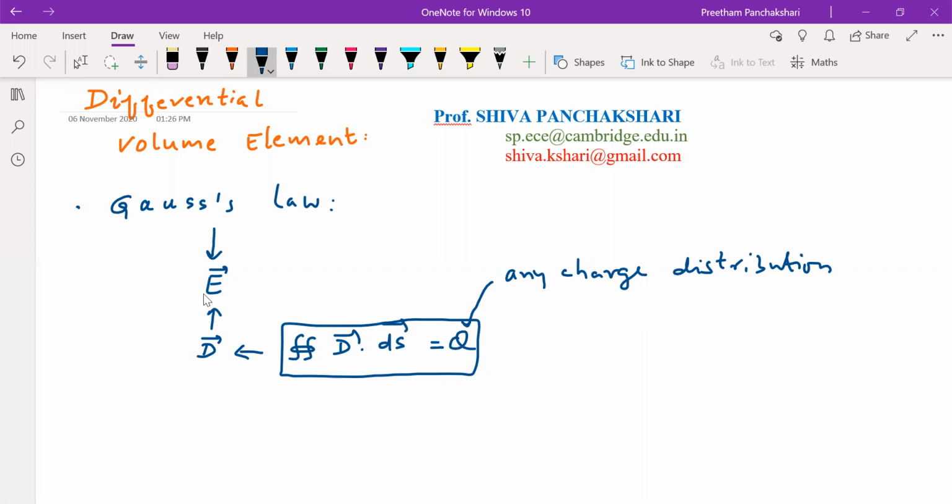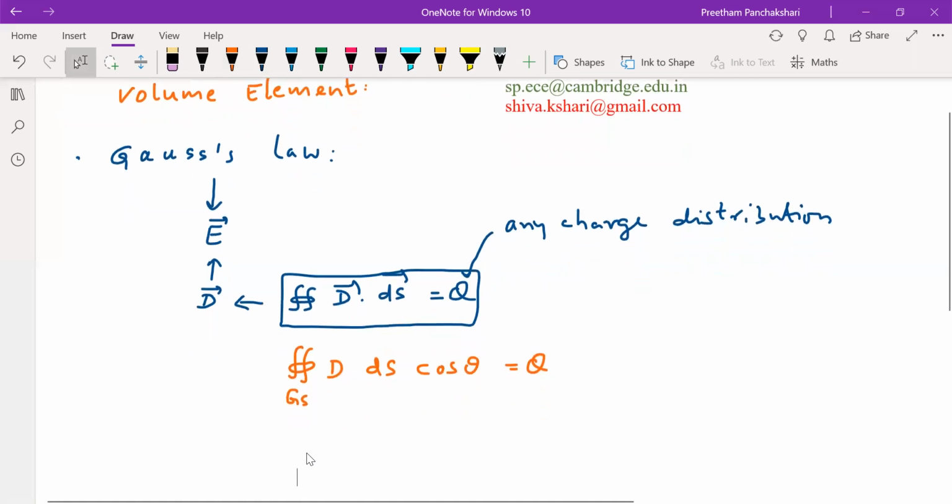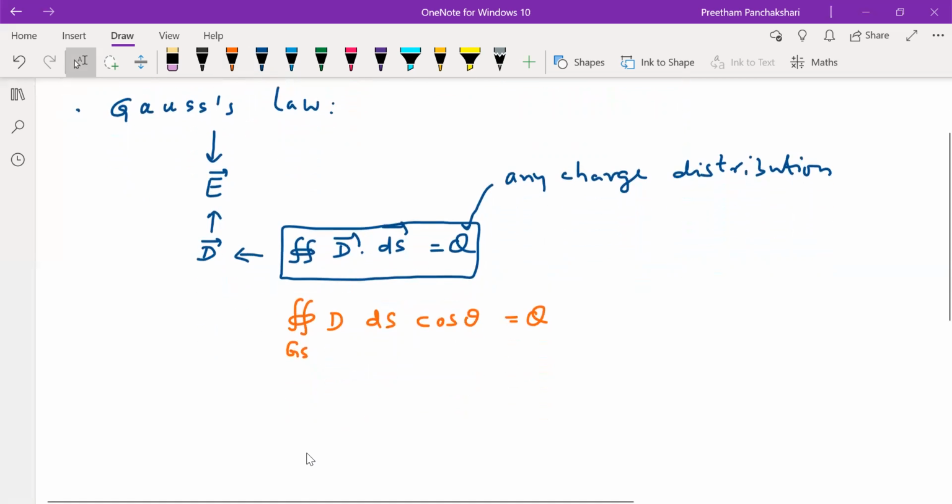This is one of the very useful applications of Gauss law. But the problem here is this integral form of Gauss law, which on expansion becomes the integration of D ds cos theta. This integration is a closed surface integration, and it is performed on a Gaussian closed surface. The complexity here is from the term cos theta and also the integration over the closed surface.